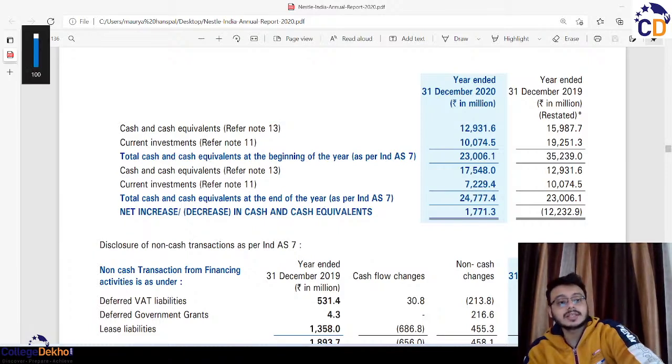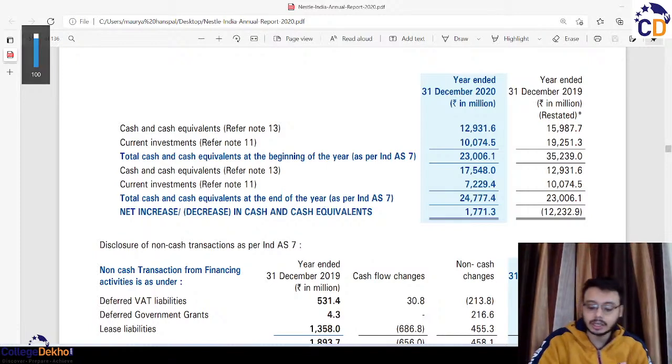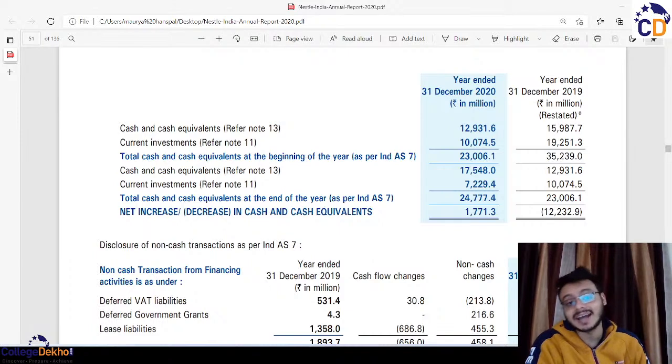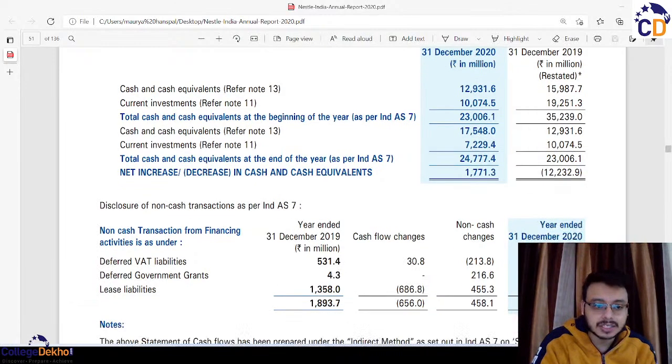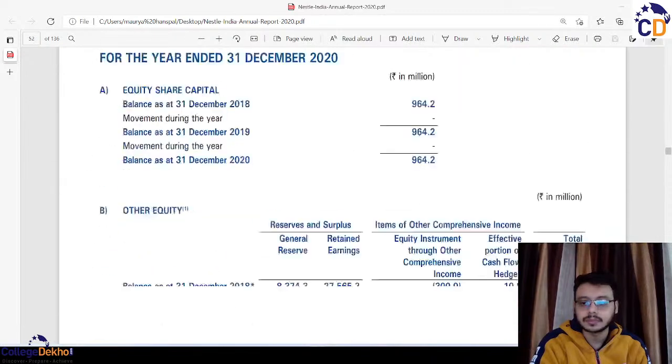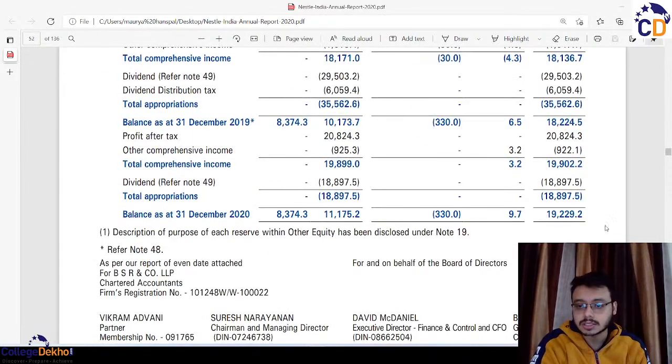My name is Maurya Hanspal, and in this session we're going to continue our previous session on analyzing the annual report of a company. This is session number 10 on reading and analyzing the annual report of the company in detail. In the previous session, we began with the notes to accounts and we stopped here.